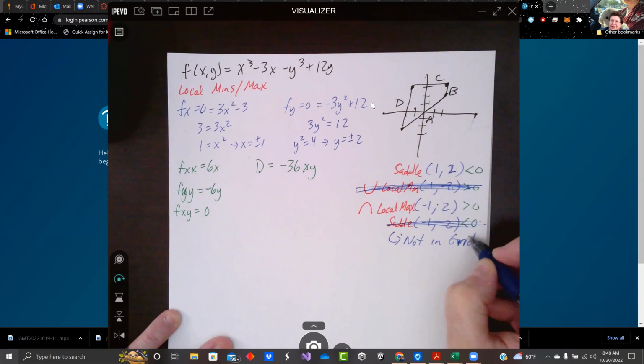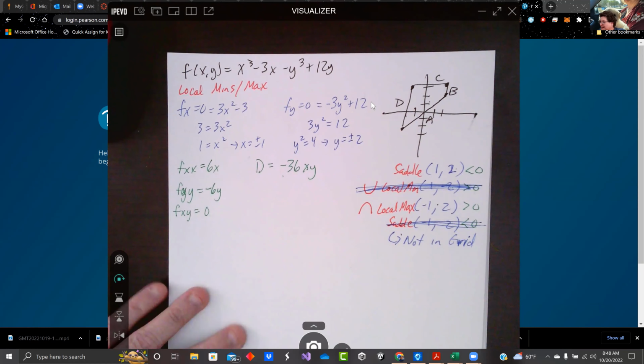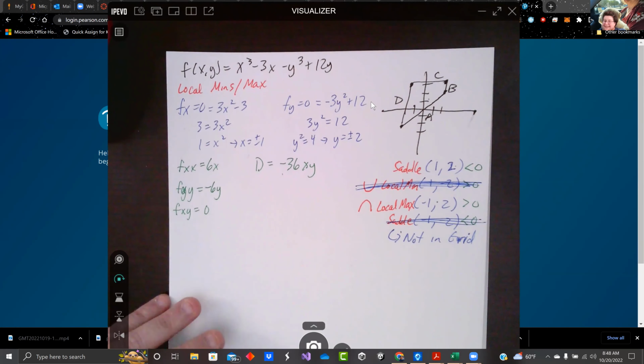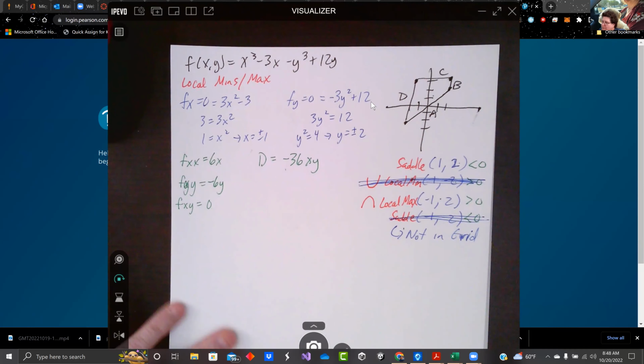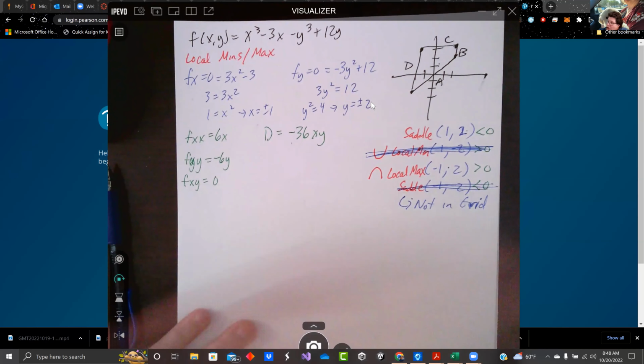So apparently there were a lot fewer extrema than I thought. We got a saddle and a local max in that range. All right, so what about absolute maxes and absolute mins? We have to check along the edges.